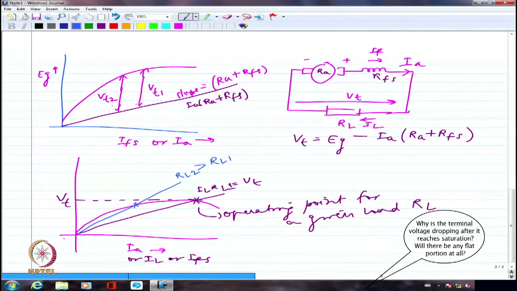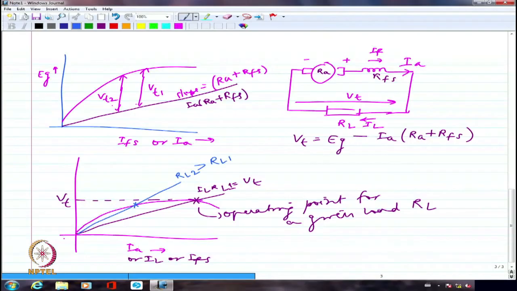It will decrease after some point, because if I look at the drop, the IA-RA drop, IA multiplied by RA plus RFS drop, will be quite substantial as compared to the saturated value of voltage. Please remember that the voltage is going to saturate. It is not going to increase much. So that is like a constant, out of which I am cutting off IA times RA plus RFS.